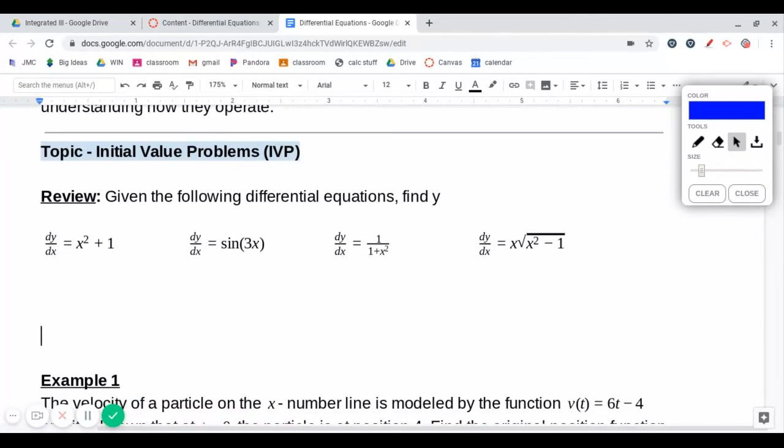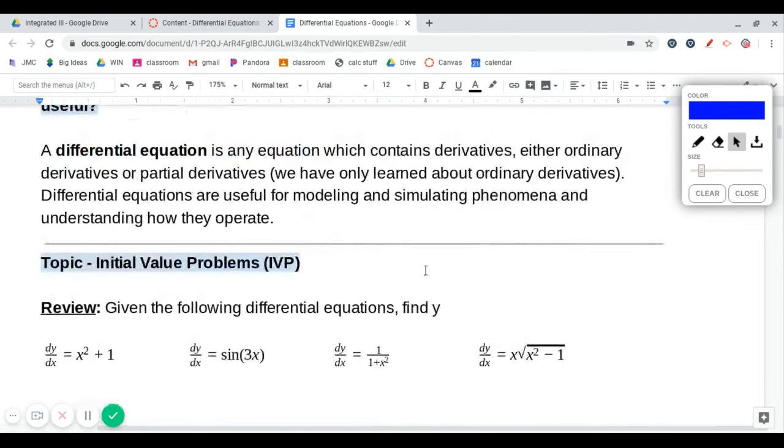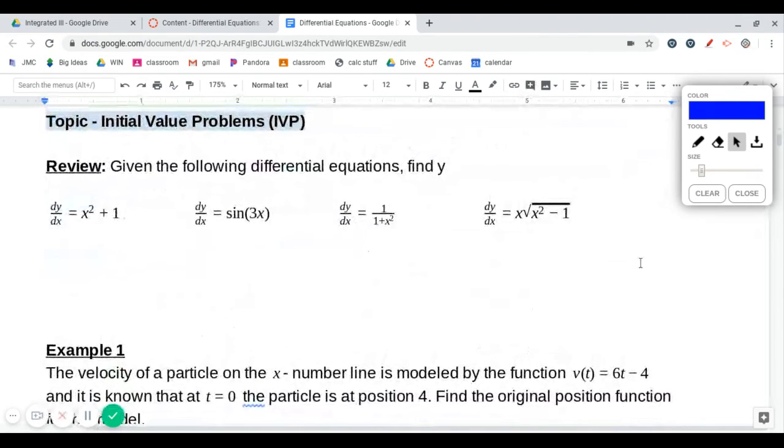And now we'll talk about some initial value problems, which are review. We've seen things like this before. So if dy/dx equals x squared plus 1, what's y? For this first example, we just need to integrate both sides and multiply by dx. So the integral of dy/dx is y. The integral of x squared plus 1 is 1/3 x cubed plus x plus c.